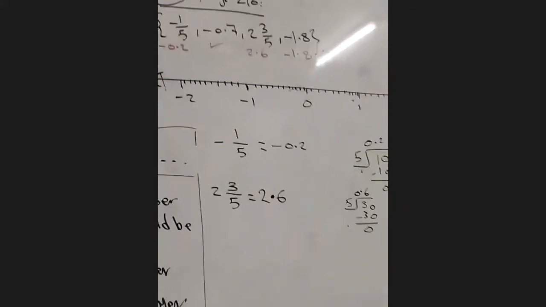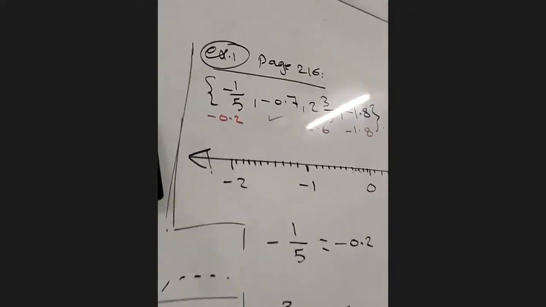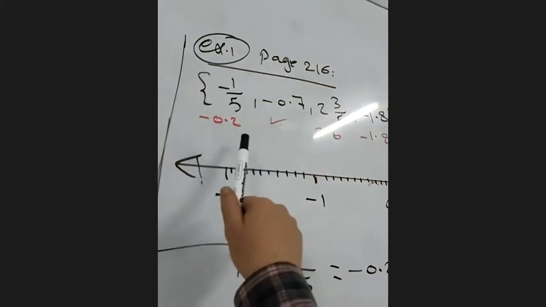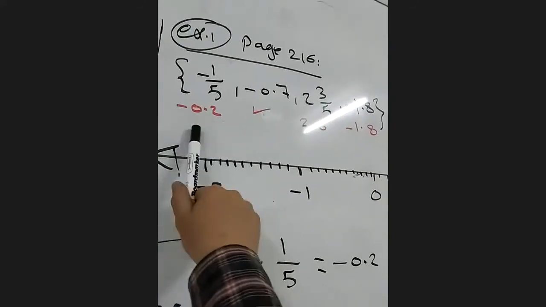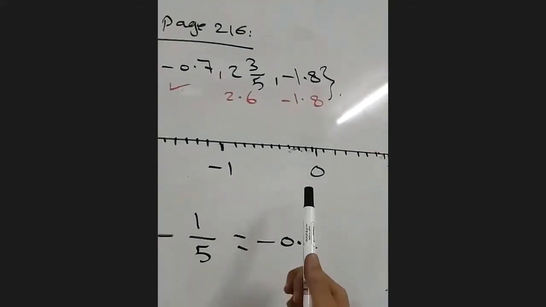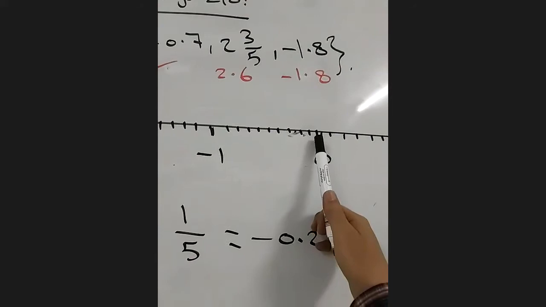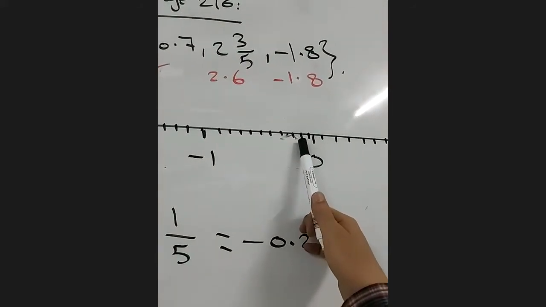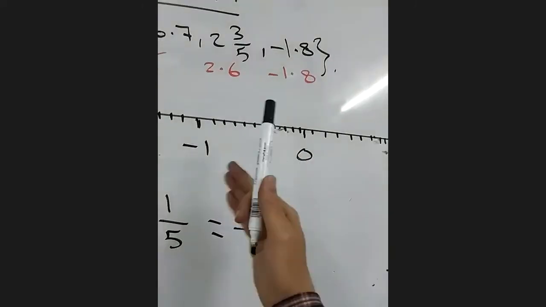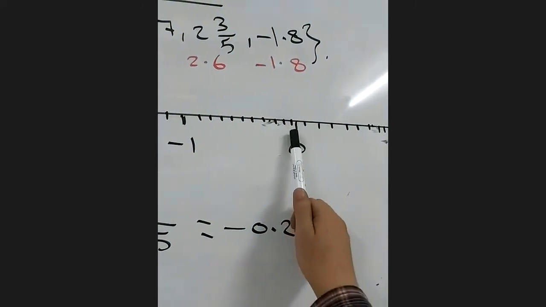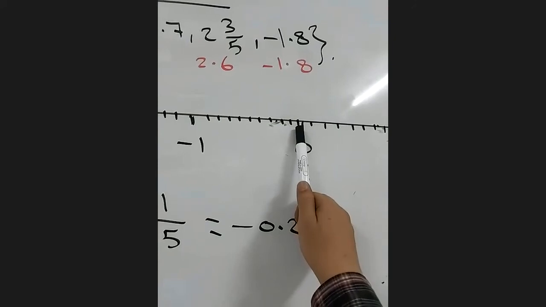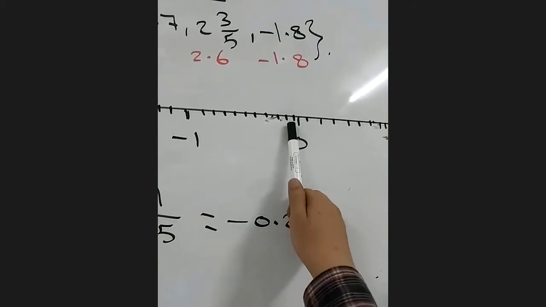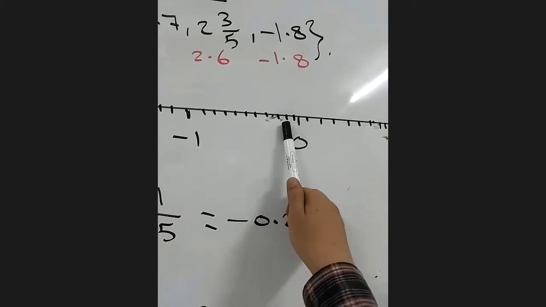Okay. Now let's start with negative 1/5. Negative 1/5, it is negative 0.2. Where is negative 0.2? This is 0. This is negative 0.1, and this is negative 0.2. To the left, not to the right, because it's negative.